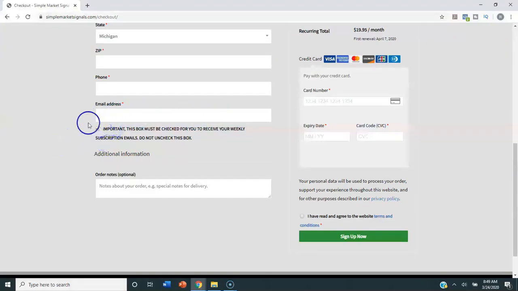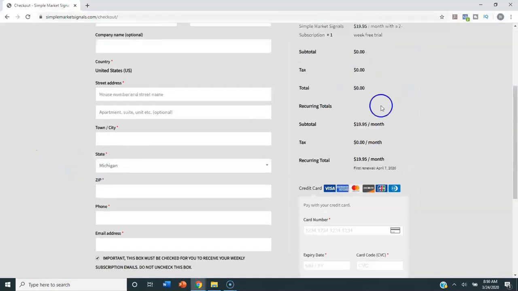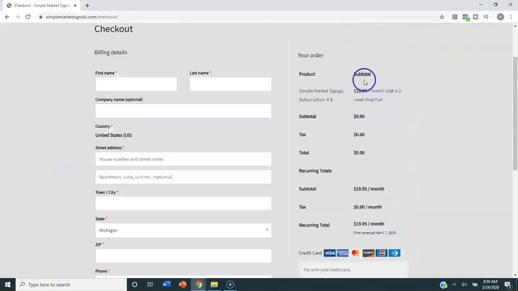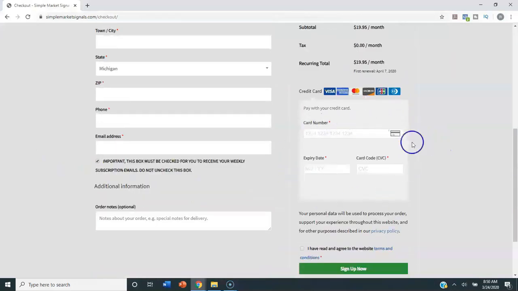So if that is unchecked, your email won't get transferred into the Simple Market Signals system, and you won't get your newsletters. So please make sure that box is checked. And then, of course, just double check, make sure that your monthly total is going to be $19.95 a month. Remember that your first 2 weeks are free, so your first renewal date will be 2 weeks after your subscription date. Fill in your credit card information.